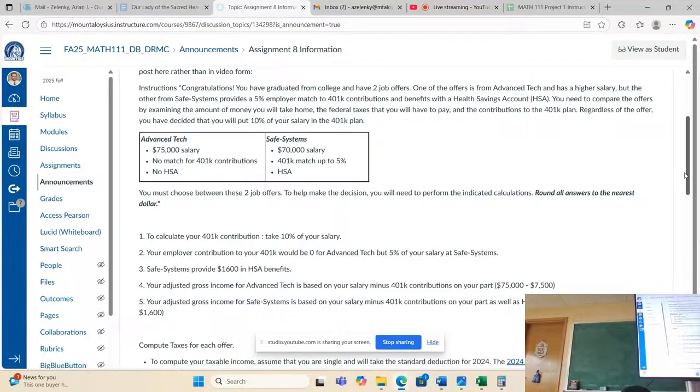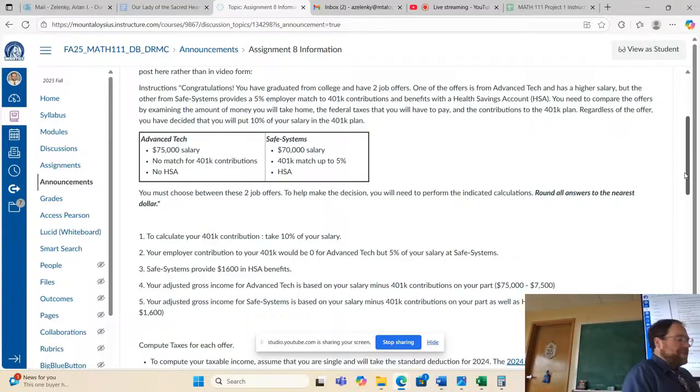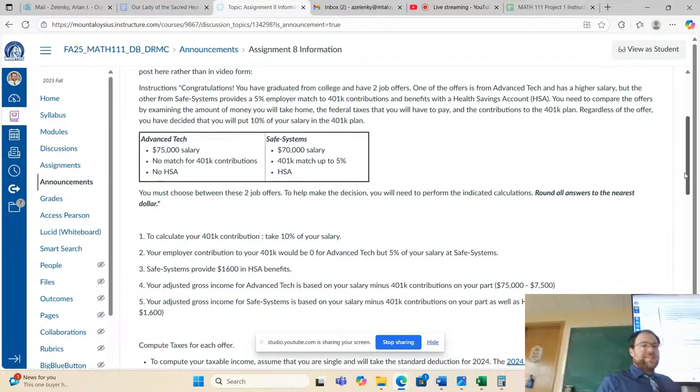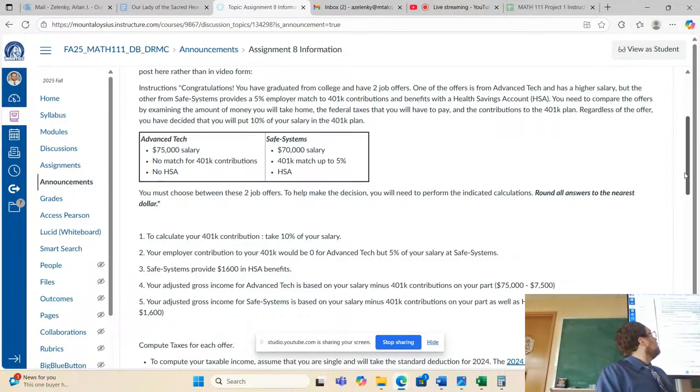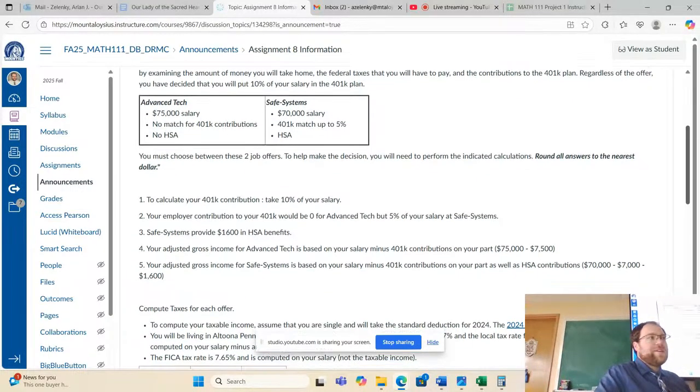So in this assignment, there's going to be 2 job offers, one from Advanced Tech and one from Safe Systems. And basically what you have to do in this assignment is figure out which of the 2 is the better choice. So Advanced Tech, in this example, will pay you $75,000 for a salary. Safe Systems would be $70,000. But you can contribute up to 5% of your 401k. But Advanced Tech won't give you any match at all.